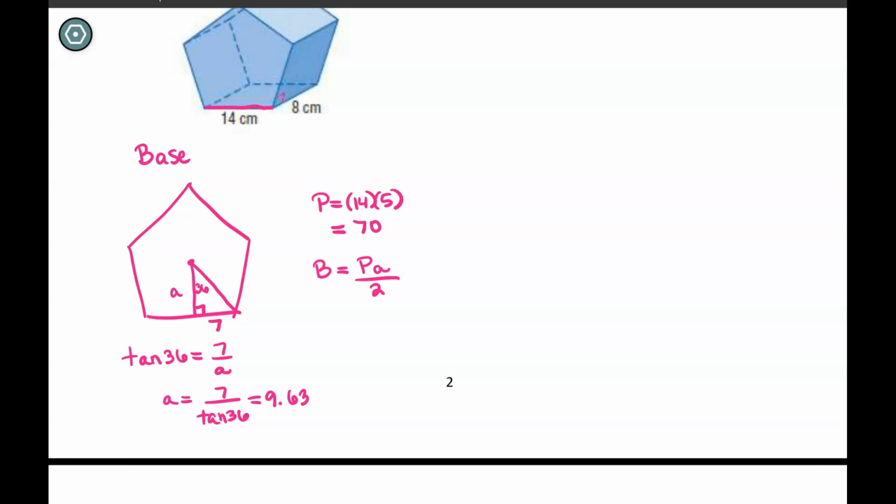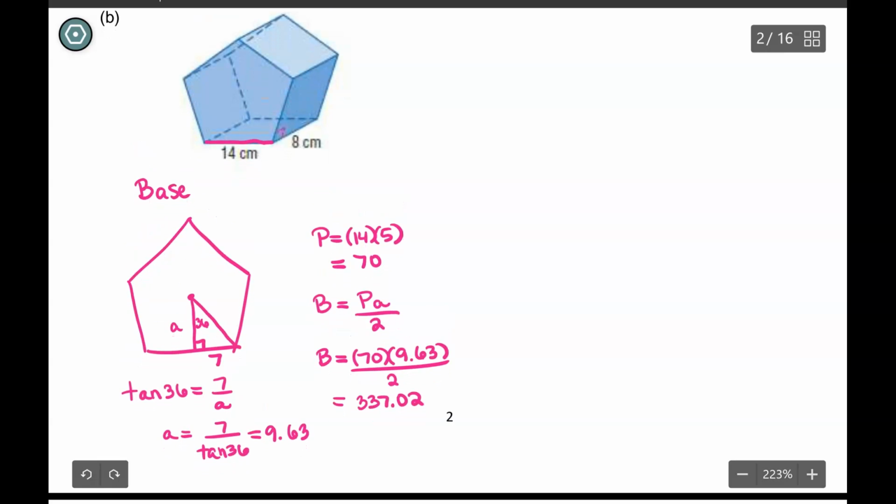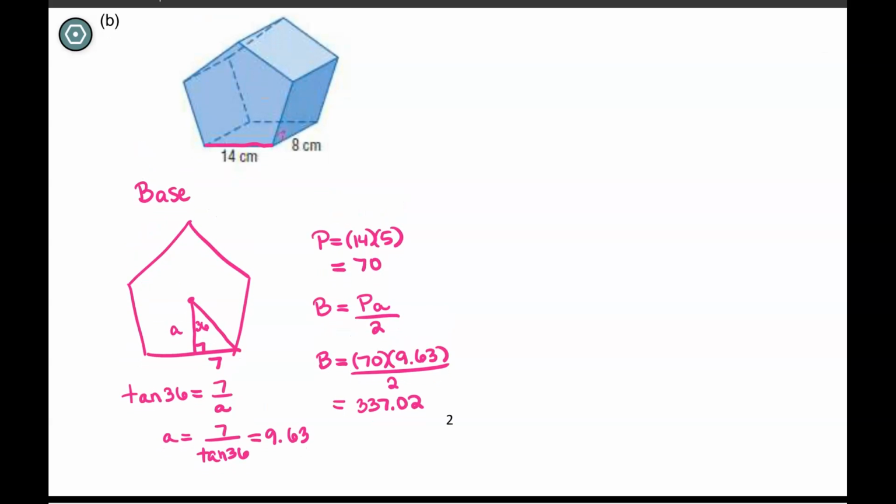Okay, so now we'll go back to the area of the base. We said the perimeter was 70. We found the apothem was 9.63, and we want to divide that by 2. So 70 times 9.63, and then I want to divide that by 2. I get 337.02. So again, finding the perimeter and area of the base, that's where all the work comes in. Because when we go back to the surface area formula, right, we have all our information.